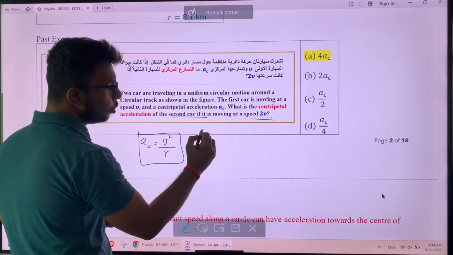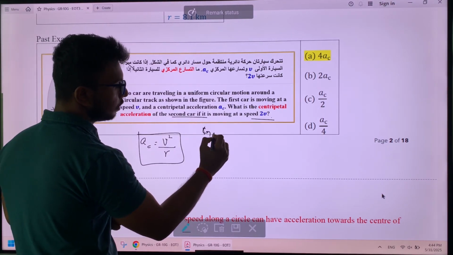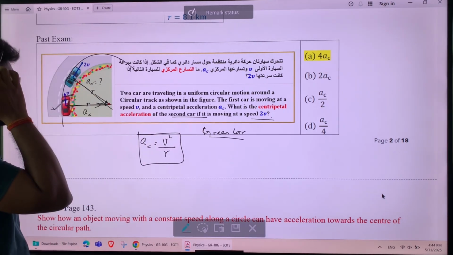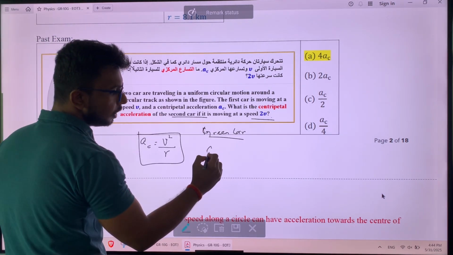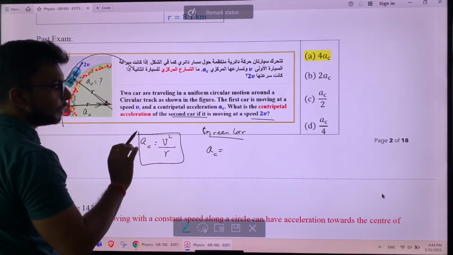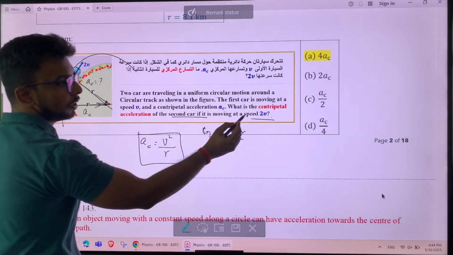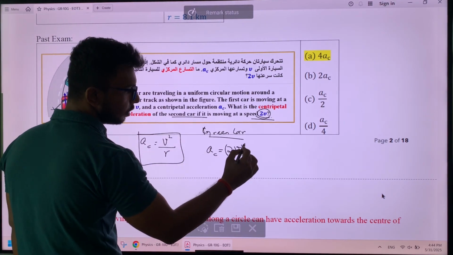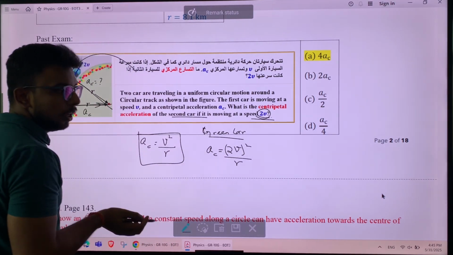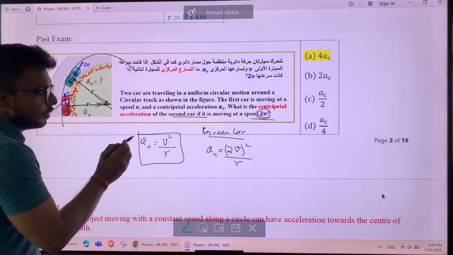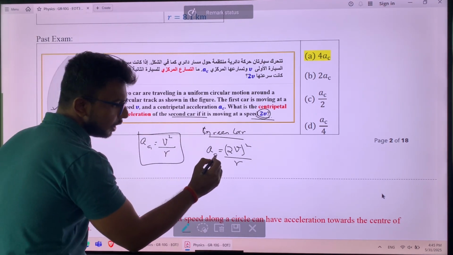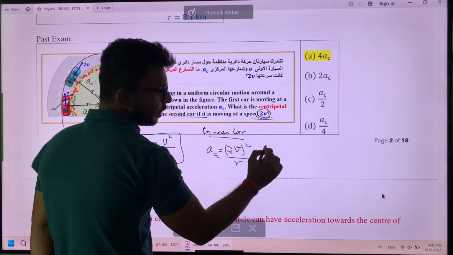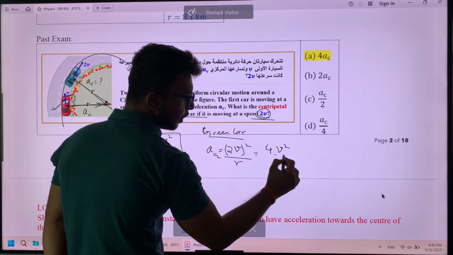But for the blue car, or the green car rather, here they have not mentioned, we have just pointed out two different colors. The different acceleration will be, here the speed has been doubled, because the speed is 2v. So I can say that it will be 2v square over r. Whenever you have a situation like this, put this as AC1, put this as AC2. Now, 2v, 2 squared is 4, v square by r.